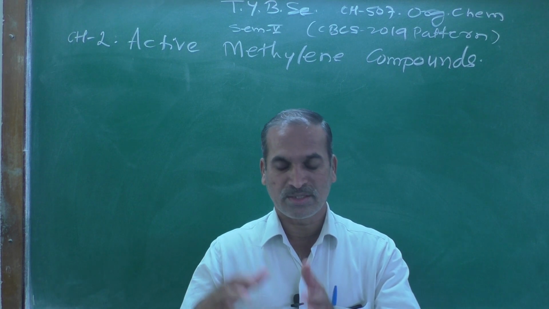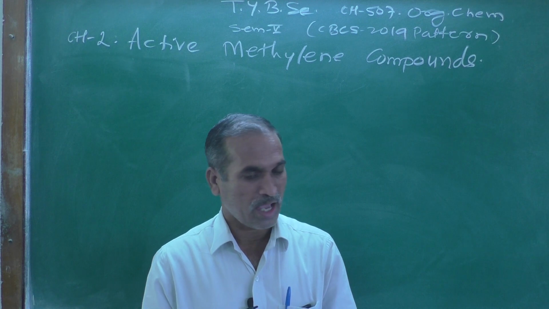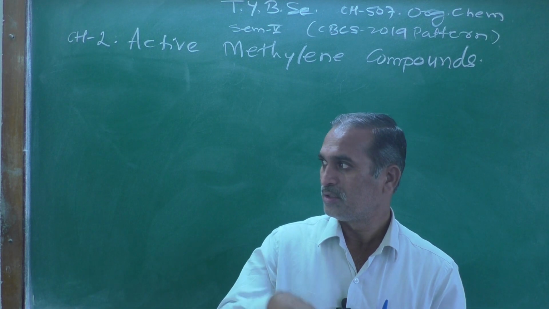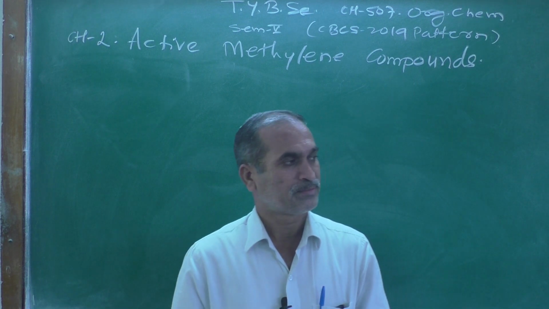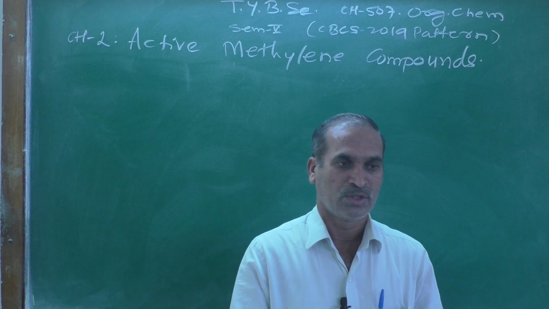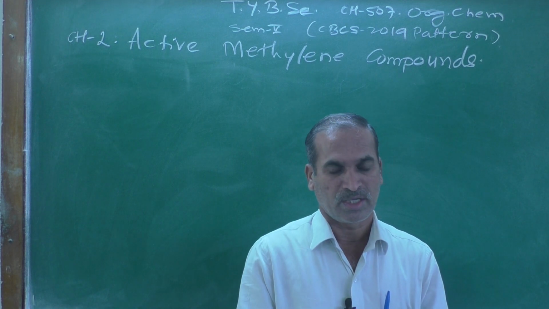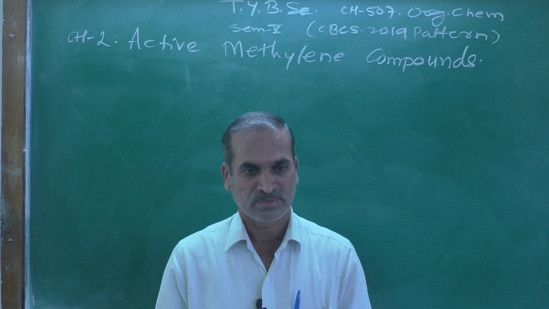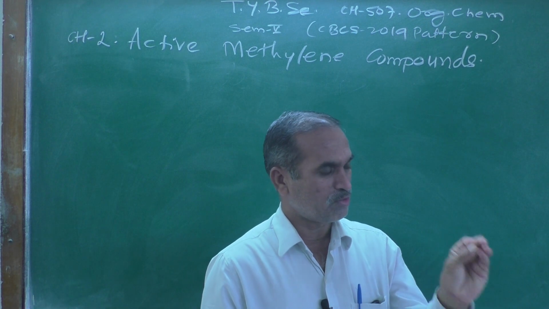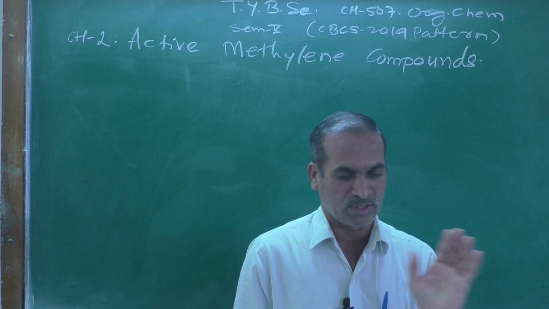as an active methylene compound or reactive methylene compound. When a CH2 methylene group is flanked between two electron withdrawing groups, it is known as a reactive methylene group or active methylene group.